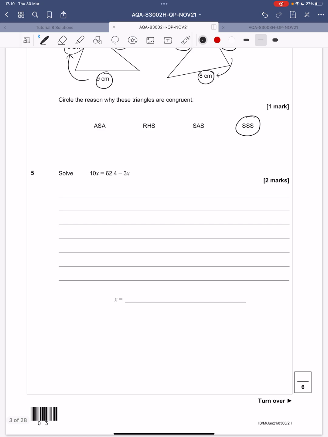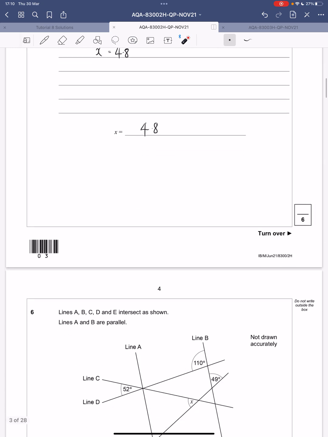Okay, solve 10x is 62.4 minus 3x. So if we add 3x to each side, we get 13x is 62.4. Okay, and then we divide both sides by 13, and we do it on the calculator. 62.4 divided by 13 is 4.8. Okay, I'm going to do a quick check. 10 times 4.8 is 48, so I need to see if this is 48. 62.4 minus 3 times 4.8 is 48.